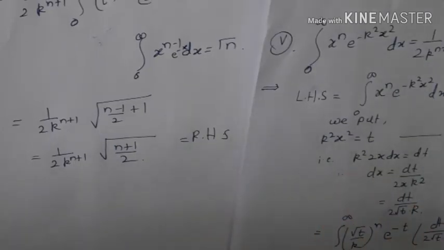Hence, these are some few numericals and problems over it. In the next and upcoming videos, we will talk about the beta function, its problems, formulas and numericals over it. Also the relation between gamma and beta function.